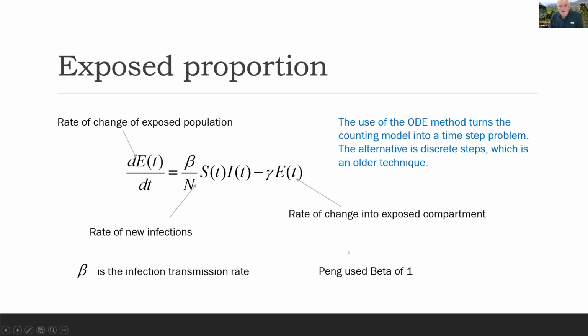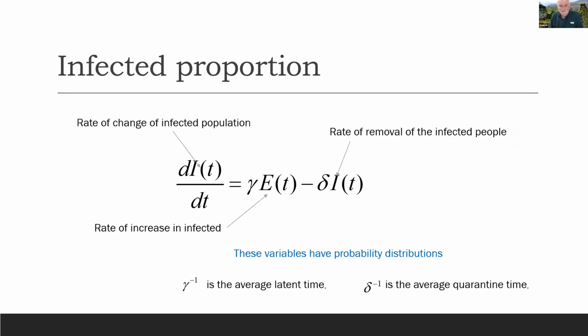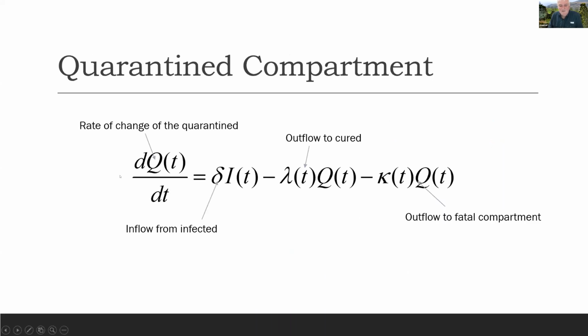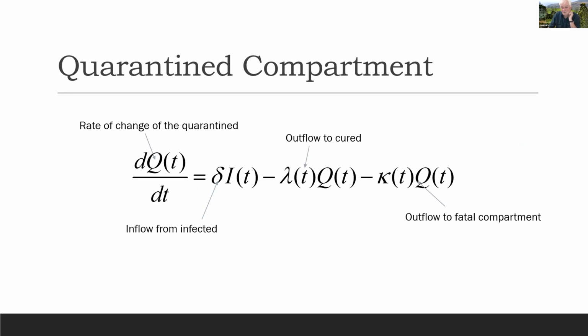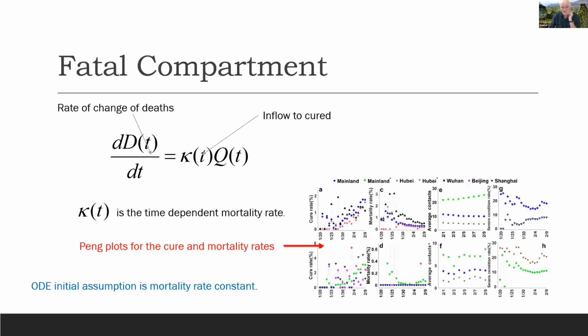Now the beta of 1 is what the Chinese used, and I haven't changed from that. So they use the pretty standard definitions, the rate of change of infection, all that sort of stuff. And they introduce a quarantine compartment. So this is the extra stuff that the Chinese added in the fatal compartment. And then they started to publish some data for the early Chinese results.